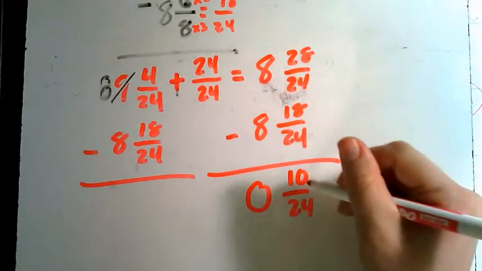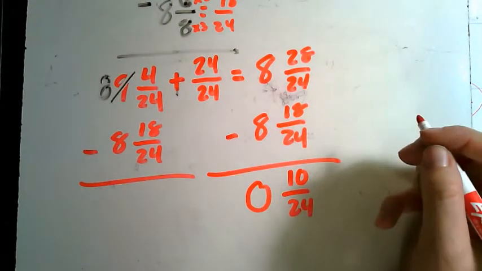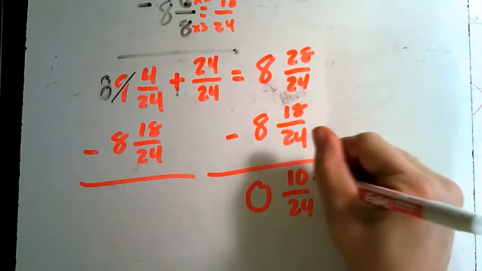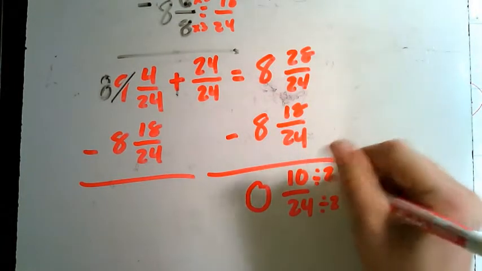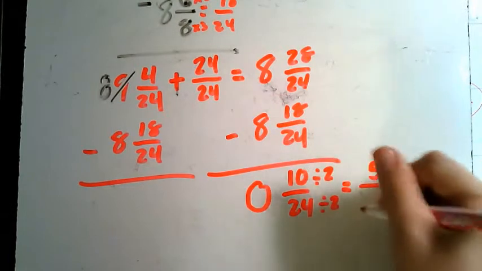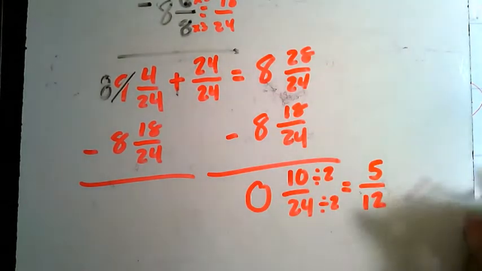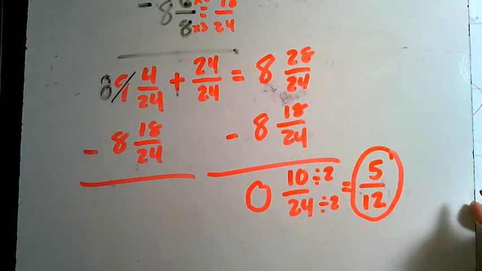But wait, I know that 10 and 24 are both even numbers. So this tells my brain that I can also simplify. I can reduce this fraction. So I'm going to divide both of these numbers by 2. 10 divided by 2 is 5. 24 divided by 2 is 12. There are no other factors that 5 and 12 have in common, so that becomes my final answer.